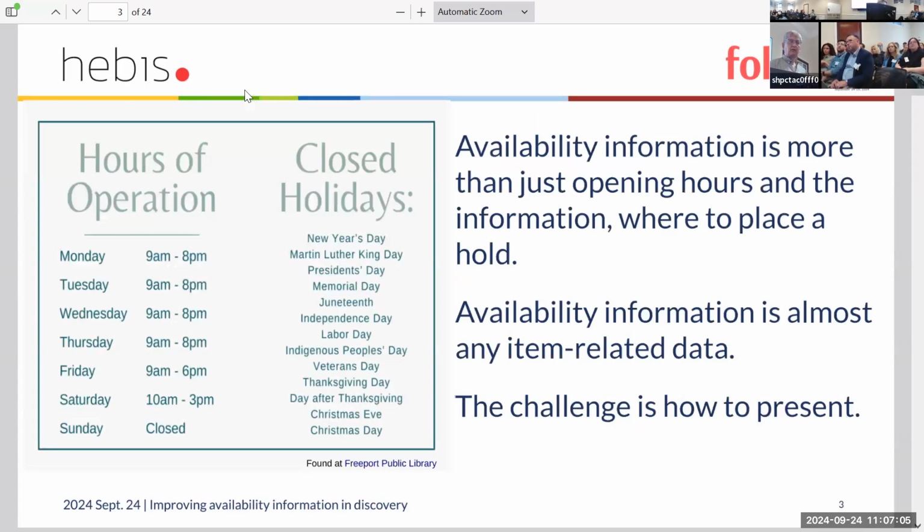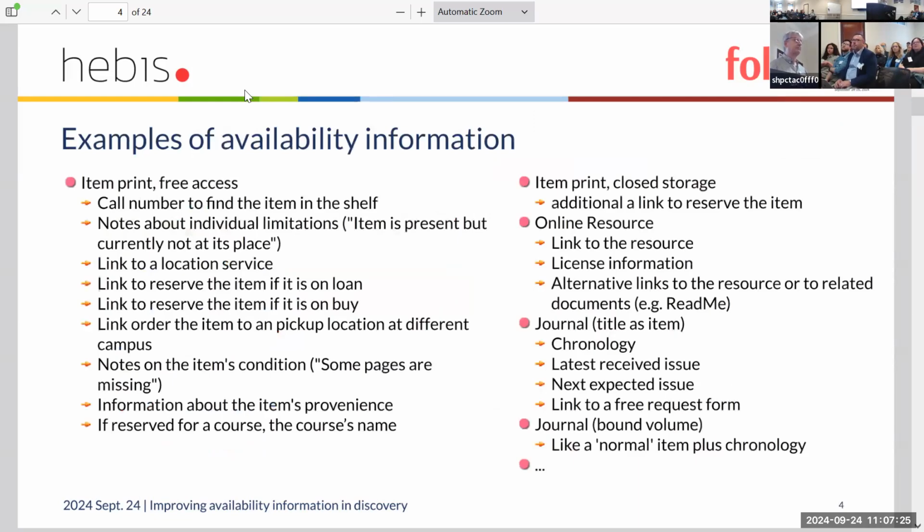The second part of the introduction is what availability information means for me. Surely it's clear that just opening hours is availability information, but nowadays it's not enough. So another view on availability information might be this. I just collected some parts which could be important for the patrons to know. How do I get this book? When do I get this book? What restrictions are there, and all of this. But don't be afraid. This is a long list, and we don't have to go through it.